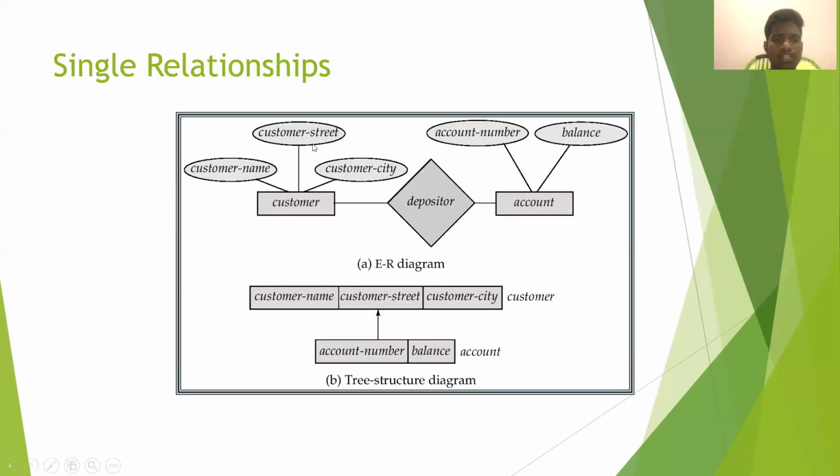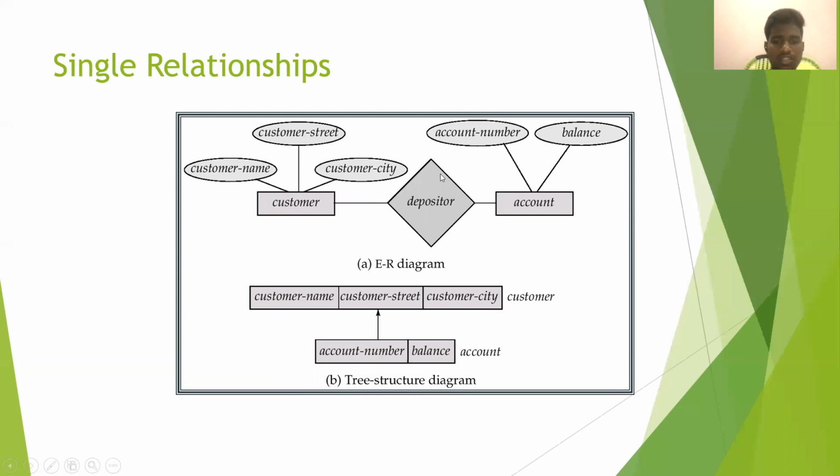Single relationship: here you can see customer and account. There is a relation, that is depositor. This is the E-R diagram. For that, we have drawn the tree structure diagram. Here the E-R diagram is converted into a tree structure diagram. Customer has a customer name, customer street, customer city.